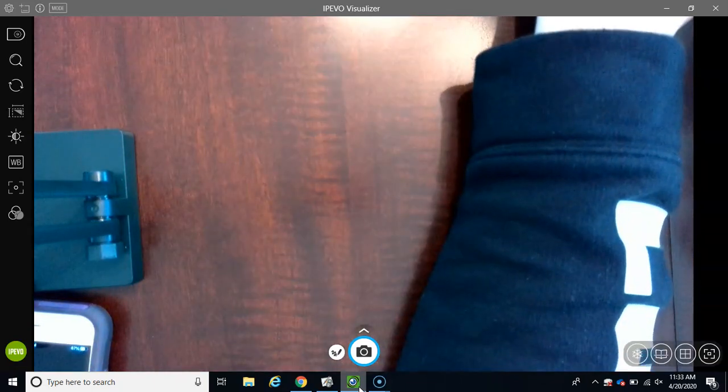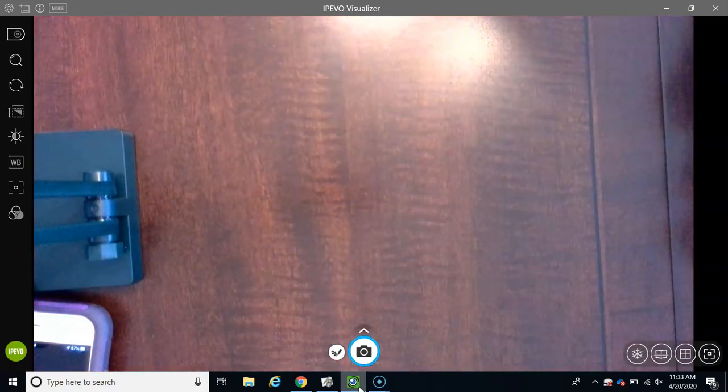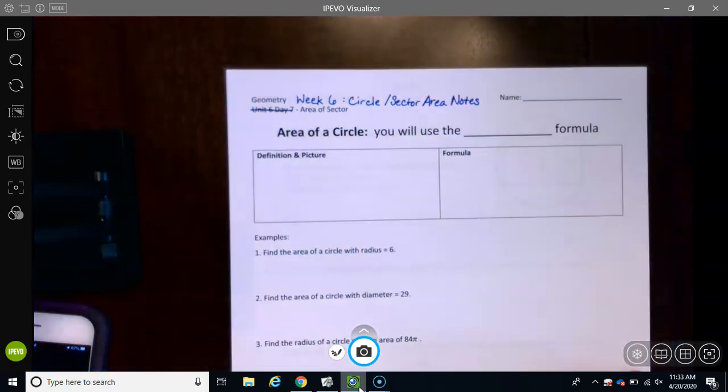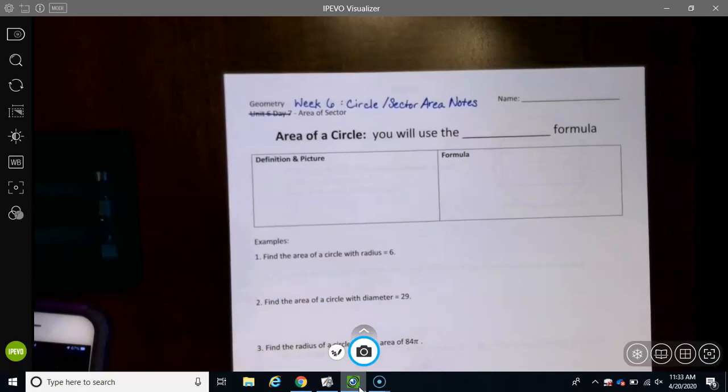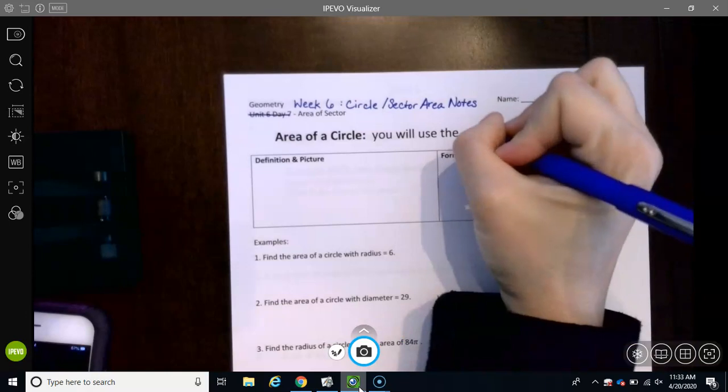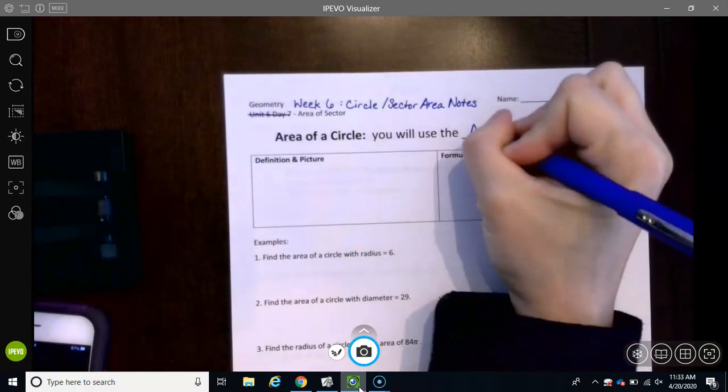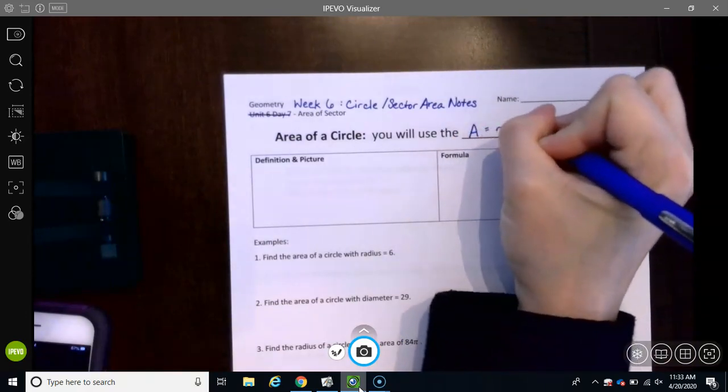The other lesson that I want us to do today was over areas. Areas of a circle and areas of sections of a circle, or sectors of a circle. So for this, the definition for area of a circle, we will use pi r squared. So area of a circle equals pi r squared.